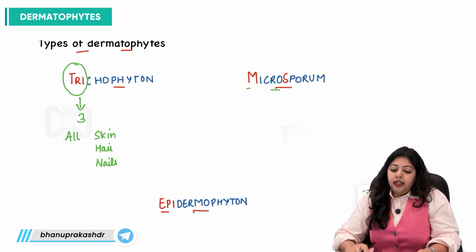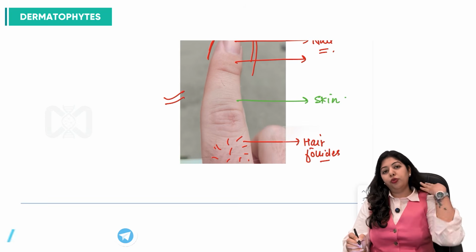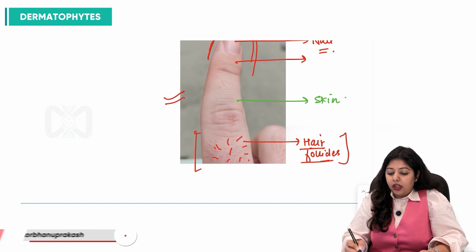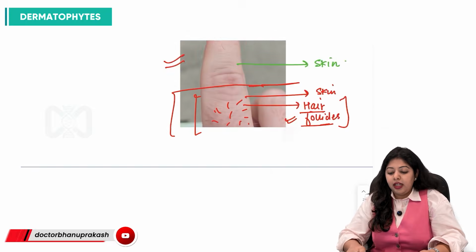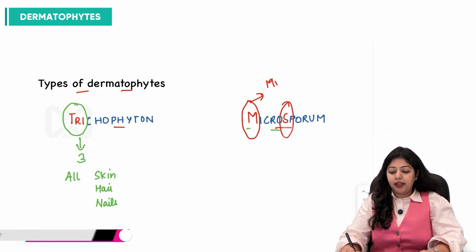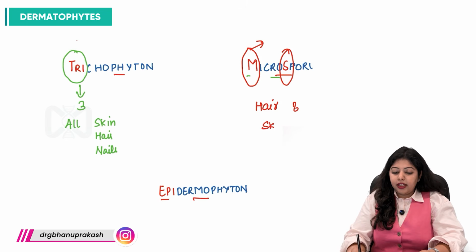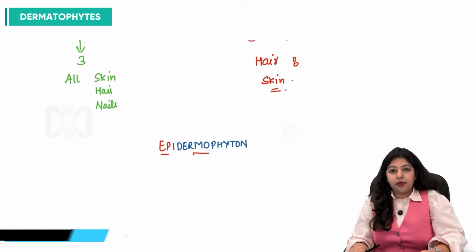Let's refer to this image again. When we say Microsporum, two structures are getting involved: hair follicle along with the skin. So we have minute hair follicles present on the skin in this portion of the finger, right? So in Microsporum, two structures are getting involved: minute hair and skin. It is the hair and skin which are getting involved in Microsporum species or Microsporum type of dermatophytes.